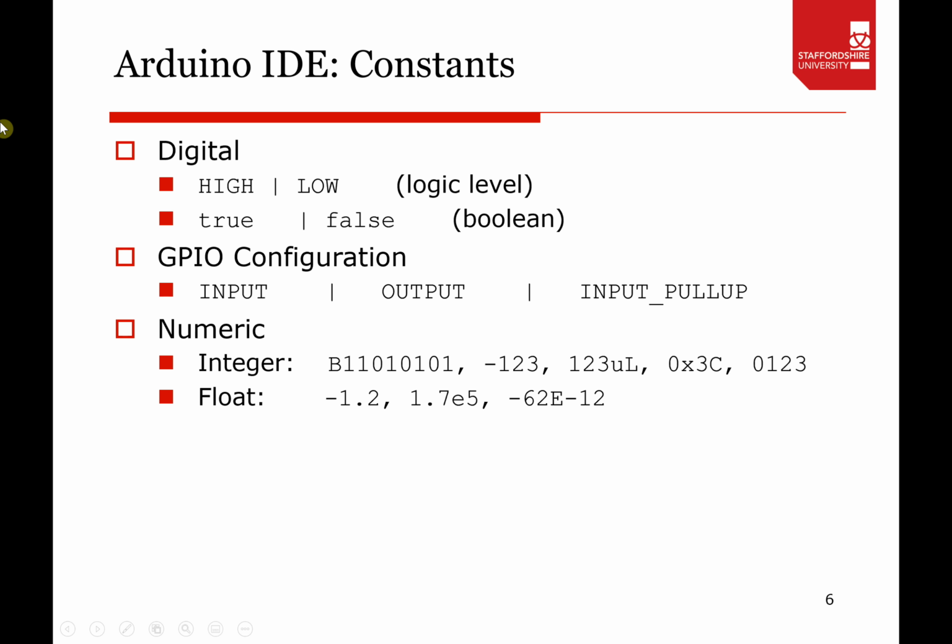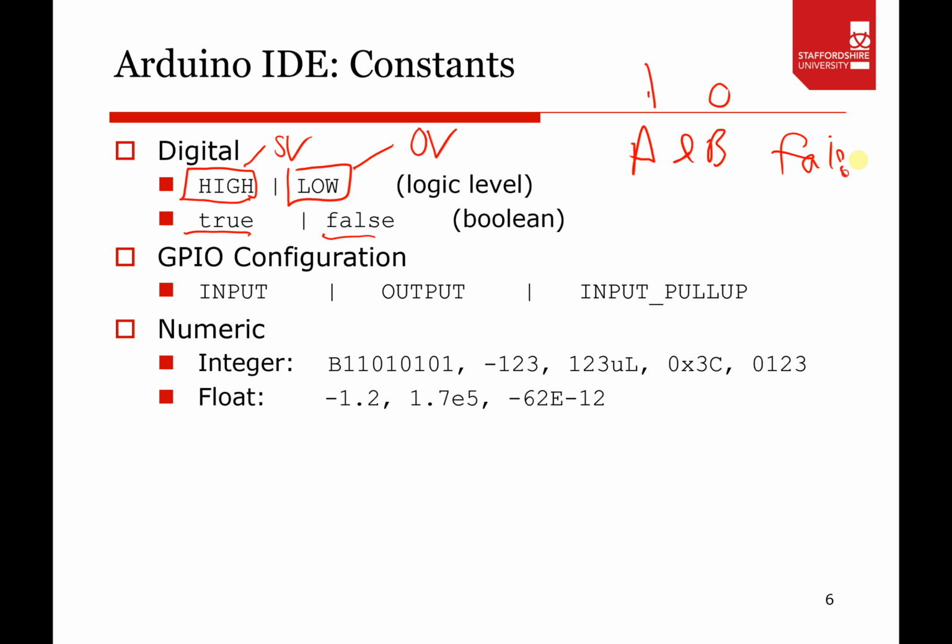So there are many constants in the integrated development environment, IDE: HIGH and LOW. So we've got the high logic level, so 5 volts out at a pin. Low voltage level would be 0 volts out at a pin. True and false. So A and B. If A is 1 and B is 0, then A and B would be false. If A was 1 and B was 1, then the answer would be true.